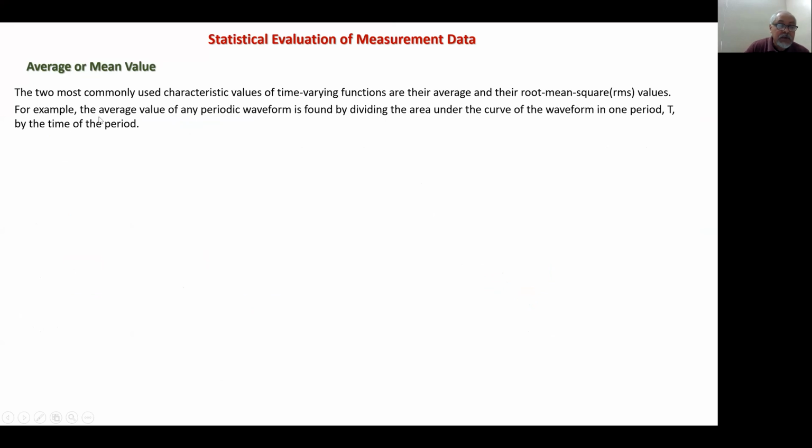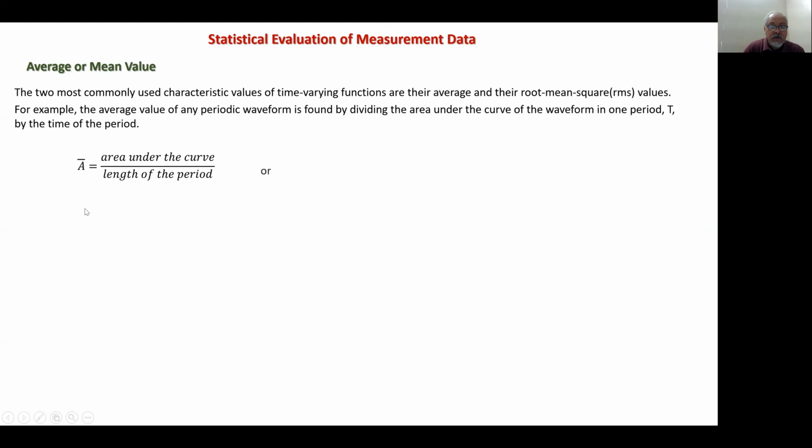For example, the average value of any periodic waveform is found by dividing the area under the curve of the waveform in one period T by the time of the period. This is the average. The definition that is found for average is area under the curve divided by the length of the period. Remember, this is for a periodic function.